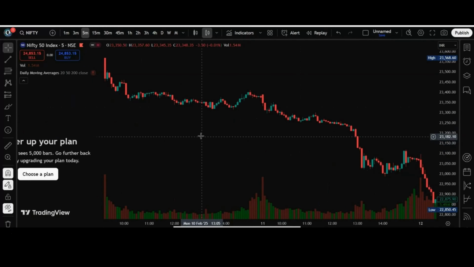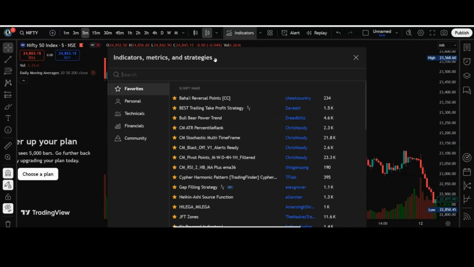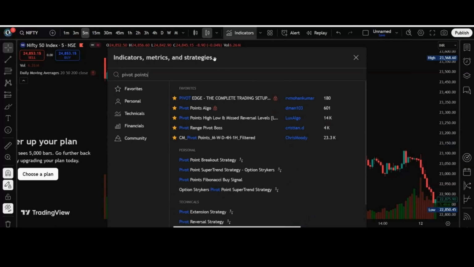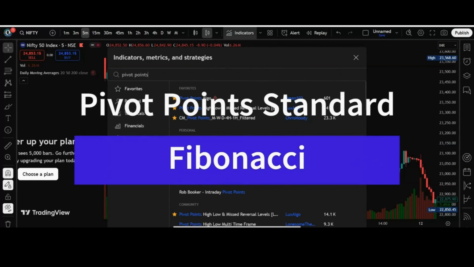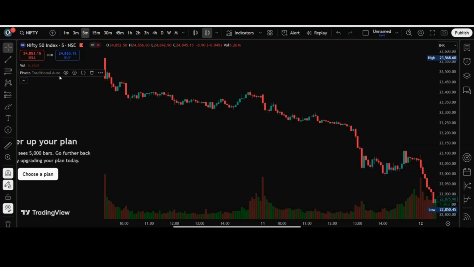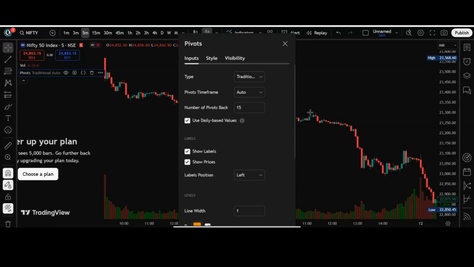We don't need any other indicator, we'll just go with pivot points. Then go to its settings and change this to Fibonacci.